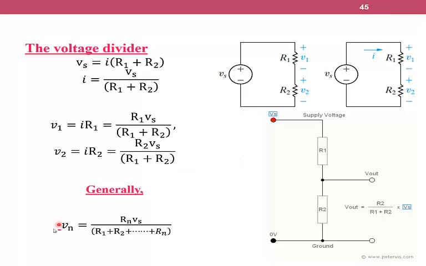So generally, Vn equals Rn multiplied by Vs over the summation of R. For example, if we are going to measure V out here, we multiply Vs by R2 over R1 plus R2. Same here, if we want V2, it equals Vs multiplied by R2 over R1 plus R2.